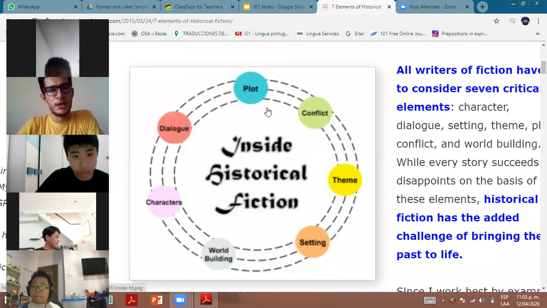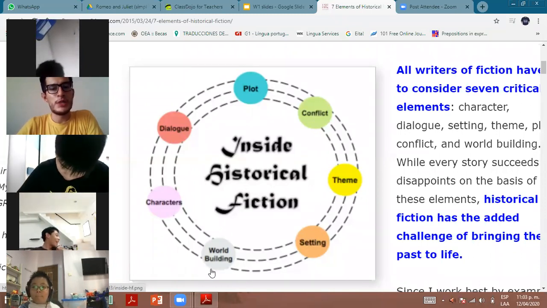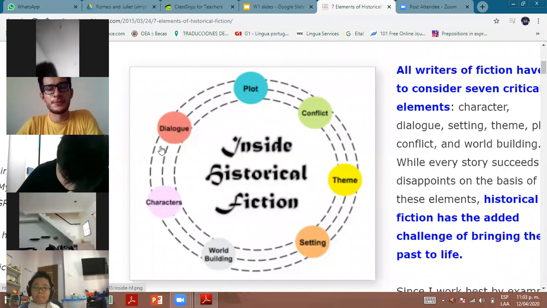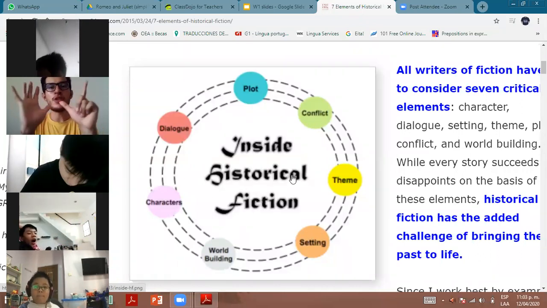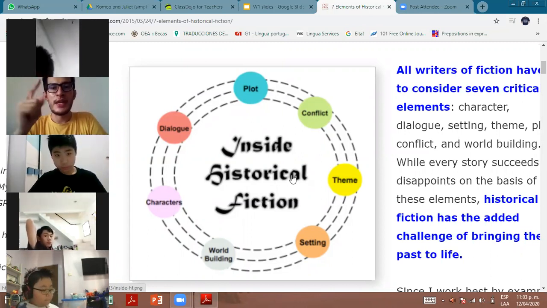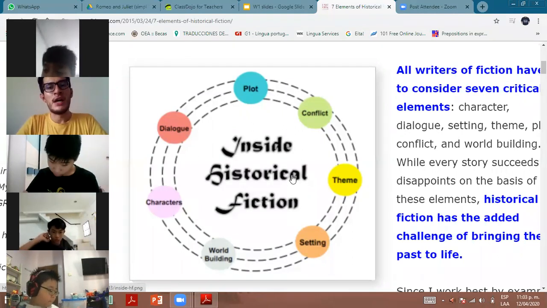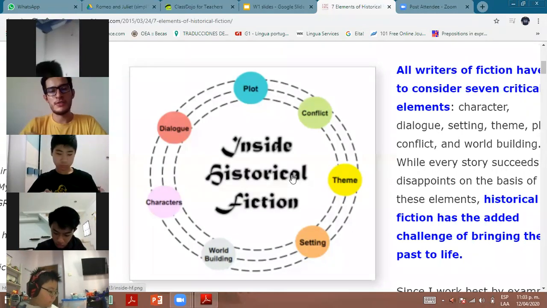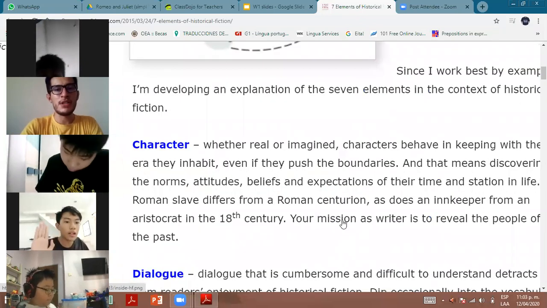So we have plot, conflict, theme, setting, world building, characters, and dialogue. Now I'm going to explain each of these seven elements, and of those seven, you are going to choose one, and then in your notebook, you are going to explain that one. Just one of the seven that I'm going to explain. Okay, so let's begin. Yes, Rainer.